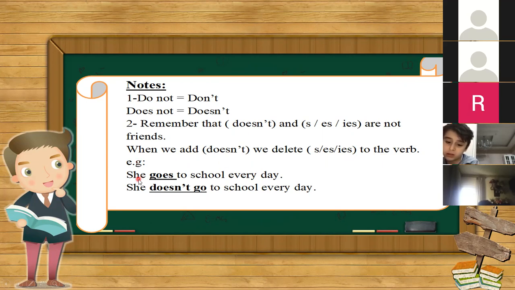Examples here: she goes to school every day. Can you see here? The verb here has es because this is the affirmative form. She goes. Okay. Look, when we make it negative, she doesn't go to school every day. We crossed es from the verb go. Why? Because doesn't is stronger than the es, so es will be scared and run away. So she doesn't go to school. Do you understand?